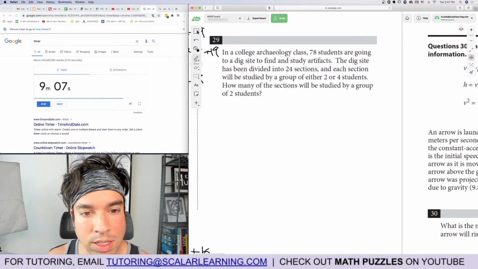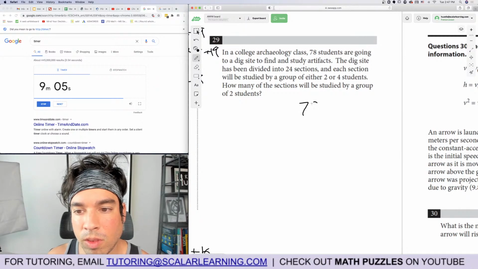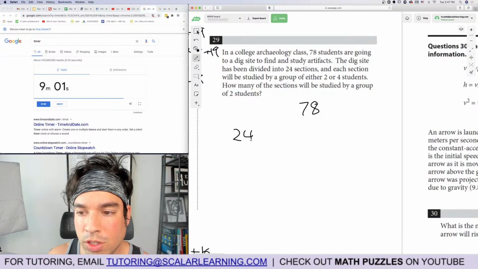Okay, 29. In a college archaeology class, 78 students are going to dig a site to find and study artifacts. The dig site has been divided into 24 sections, and each section will be studied by a group of either 2 or 4 students. How many of the sections will be studied by?